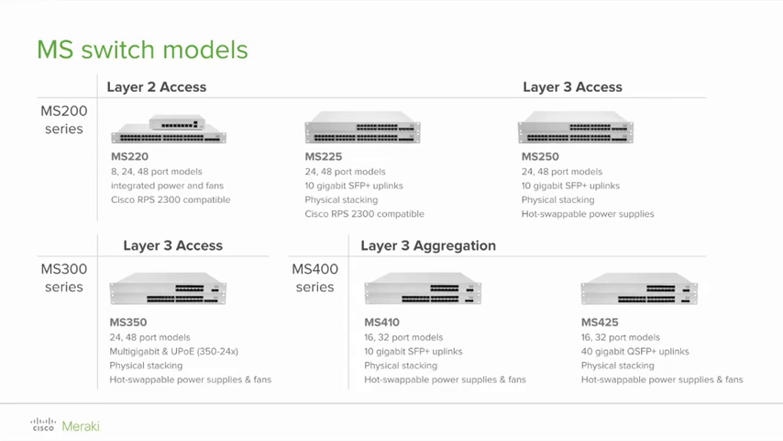The MS350 provides 160 gigabits of stacking bandwidth plus the ability to do hot swap power supplies and fans. The MS350-24X has 8 multi-gigabit ports and the ability to provide 60 watts of power per port, also known as UPoE, or Universal Power over Ethernet.